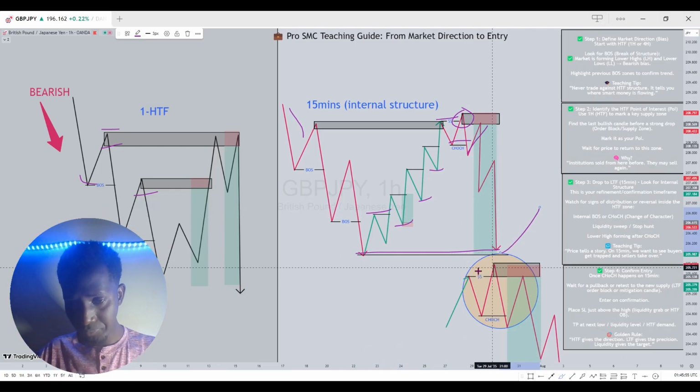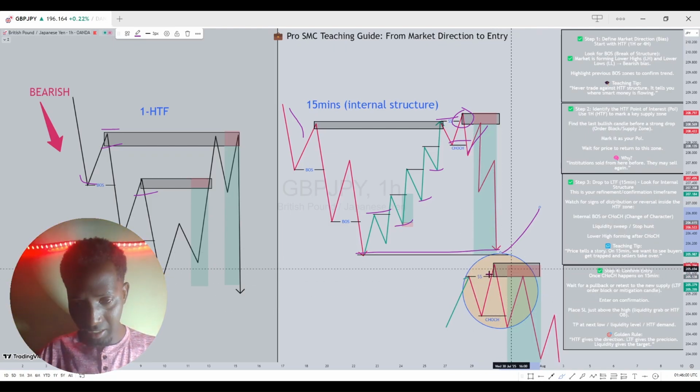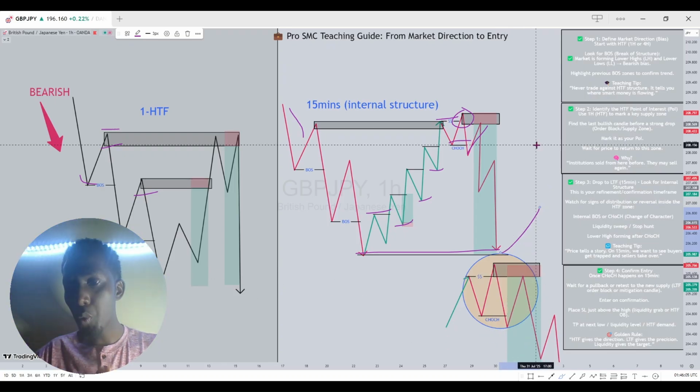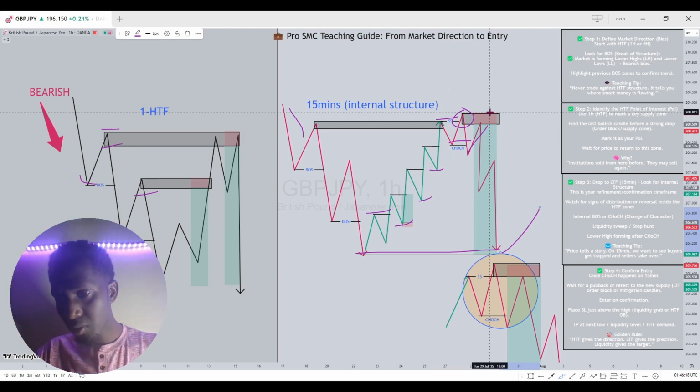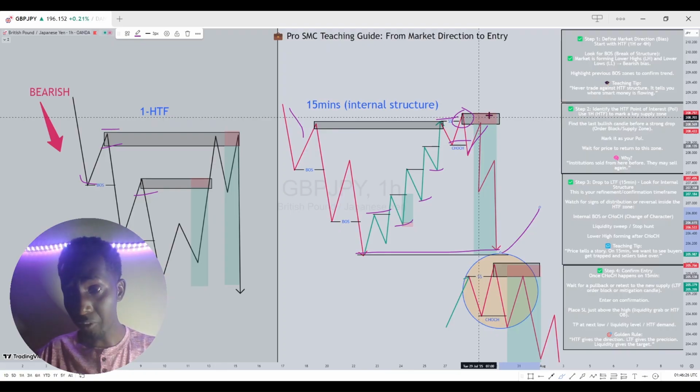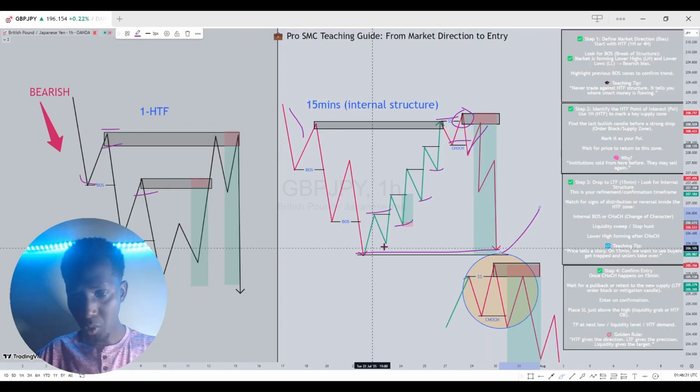As you see here, price swept liquidity, it broke a higher low, and then I marked this zone, and later price came to this zone, and that's how we enter our entry. So price tells a story on 15 minutes. We want to see buyers get trapped, as I told you, and then sellers take over. Also you need to wait for a pullback to retest a new supply zone, which is this one I marked here in 15 minutes, and then you enter on confirmation. As I told you, you put your stop loss down here.